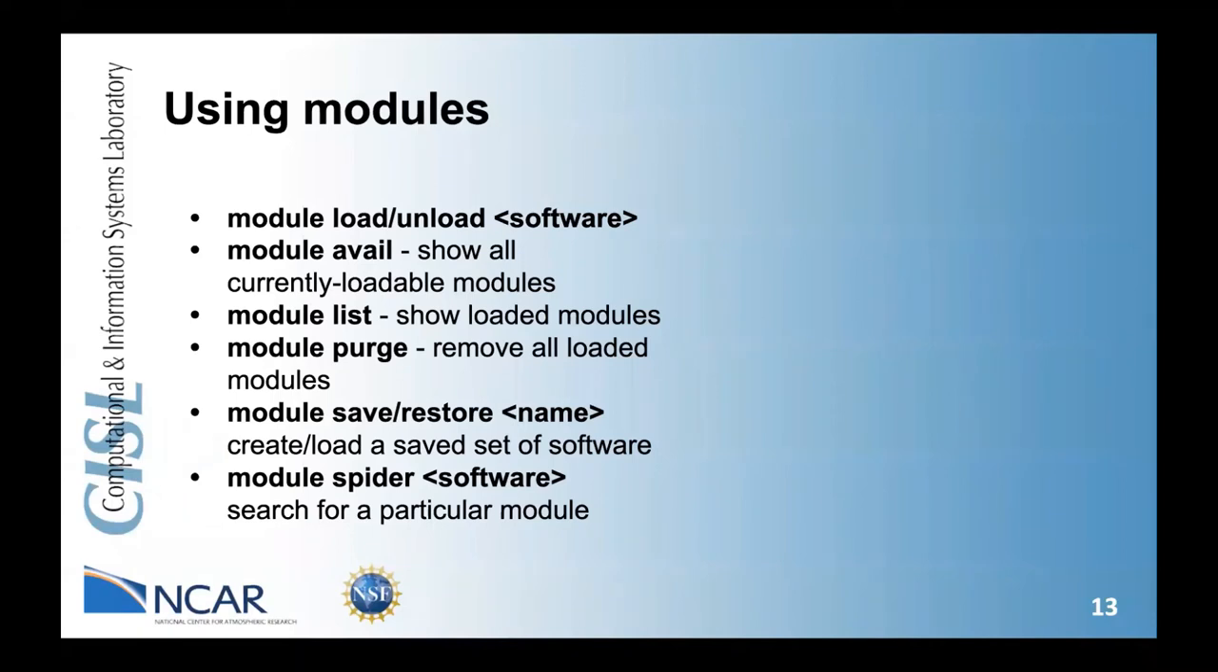Module avail, short for available, shows you anything that is able to be loaded. And I'll walk you through a schematic a little bit of why not everything is available to be loaded all the time in a moment here.